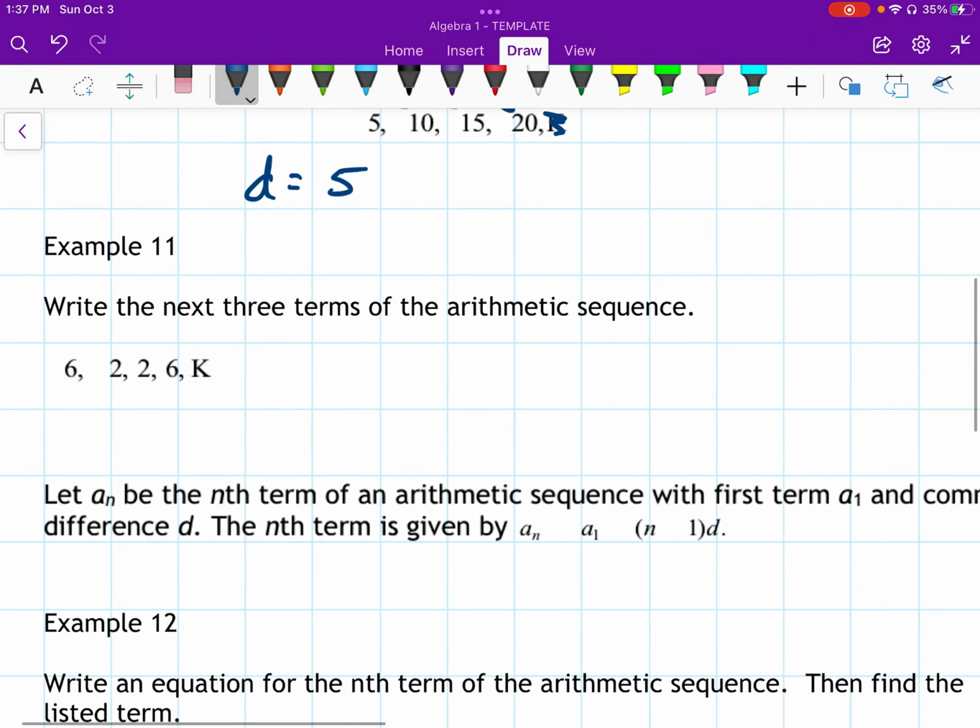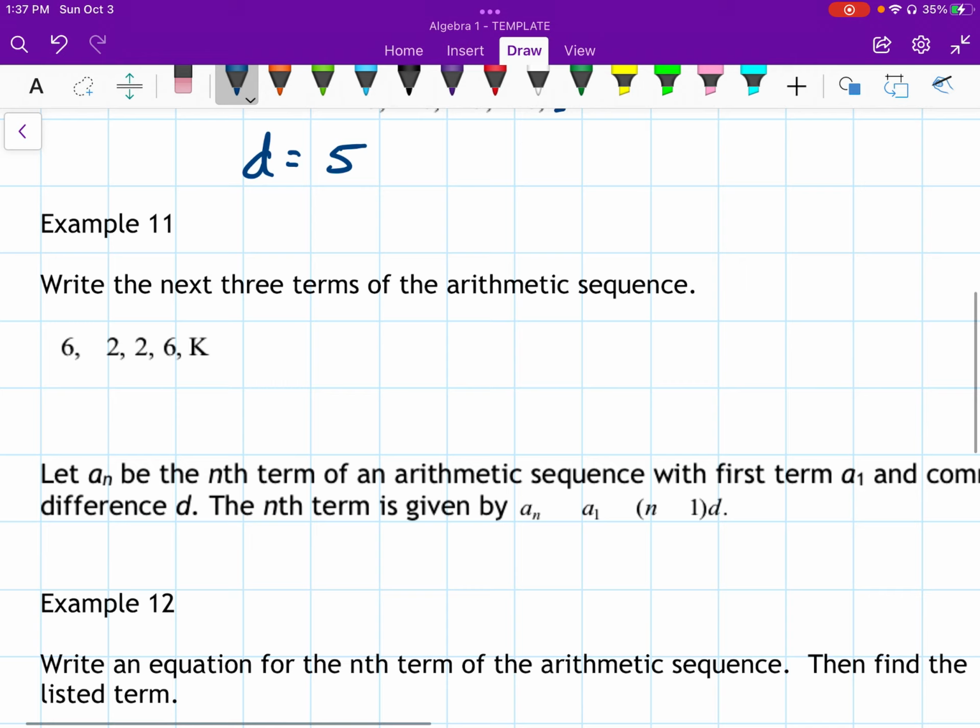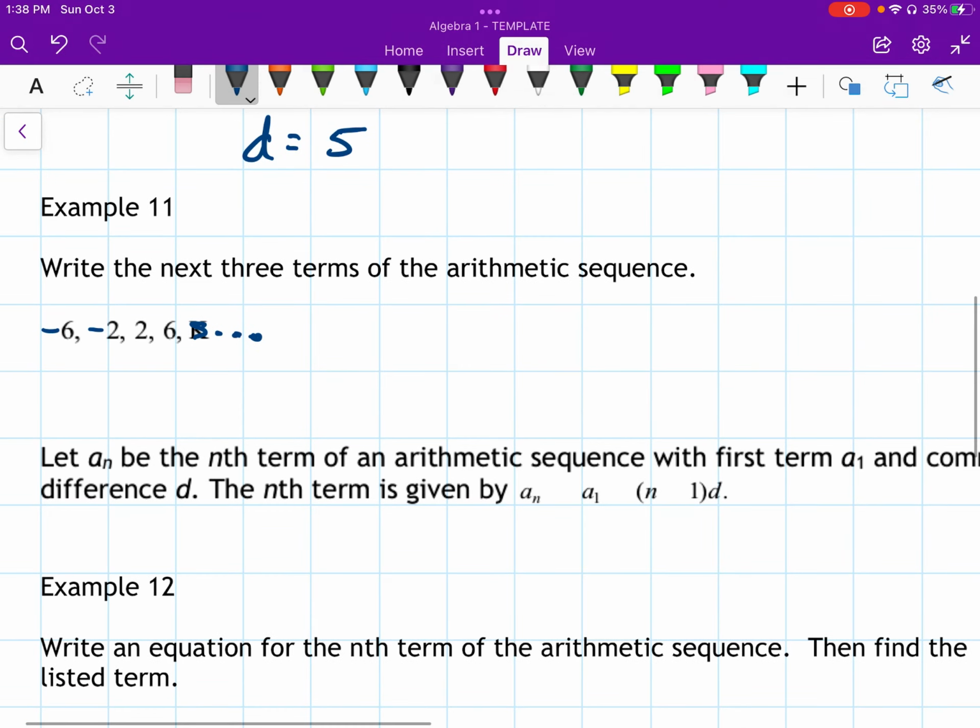Next up, write the next three terms of this arithmetic sequence. It is supposed to be -6, -2, and then 2, 6, and then dot, dot, dot. I'm not sure why it's messing up. So -6 to -2, well, that would add 4. And then -2 to 2 would add 4. 2 to 6 would add 4. And we're supposed to write the next three terms.